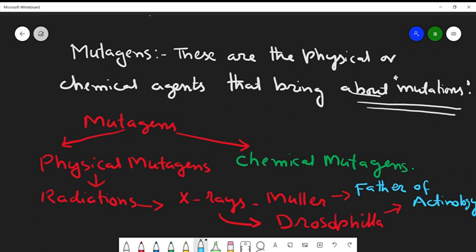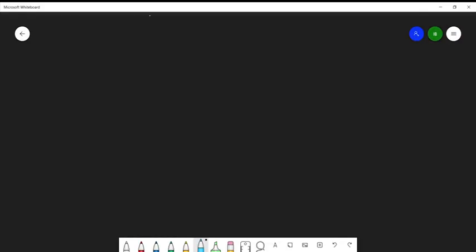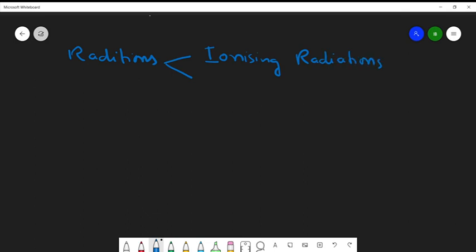So now we will talk about the radiations. Radiations, as the physical mutagens, are of two types. The first category is the ionizing radiations, and the second category is the non-ionizing radiations.